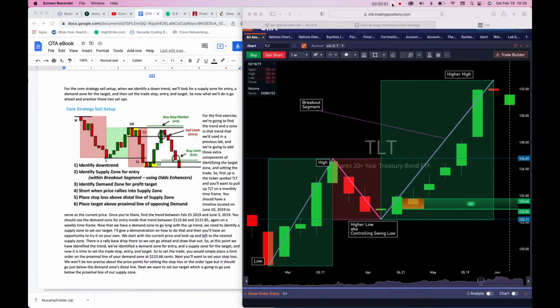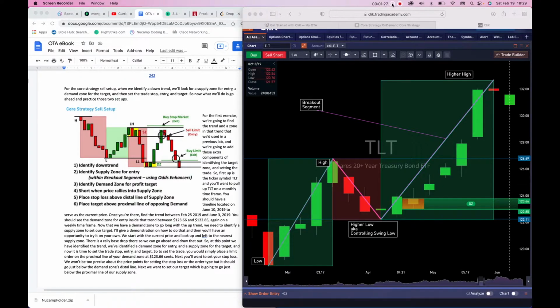So for the first exercise, we're going to find the trend and a zone in that trend that we'd used in a previous lab. And we're going to add those extra components of identifying the target zone and setting the trade. So first up is the ticker symbol TLT. You should have a timeline located on June 10, 2019, again from a previous lab, and this timeline will serve as the current price. Now once you're there, find the trend between February 25th, 2019 and June 3rd, 2019.